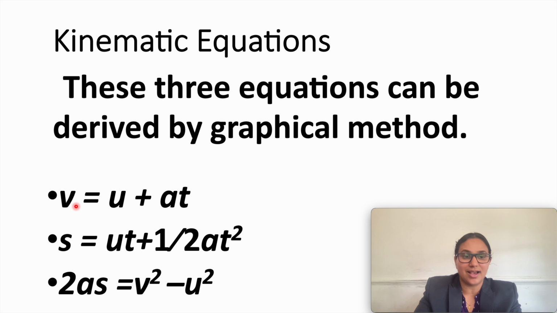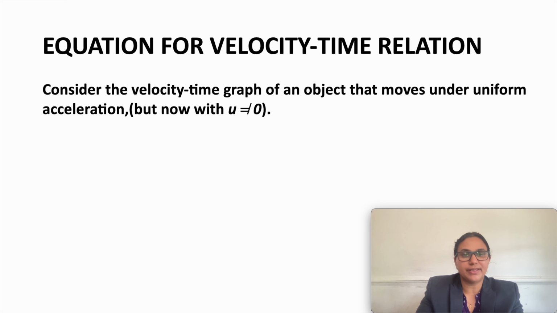The three equations are v is equal to u plus at, s is equal to ut plus half at square, and 2as is equal to v square minus u square, where v is the final velocity, u is the initial velocity, a is acceleration, t is time taken and s is the displacement or distance traveled. These three equations can be derived using the graphical method. Today we are going to derive the first equation of motion, that is v is equal to u plus at, from a graph. We are deriving the first equation of motion from the velocity time graph.